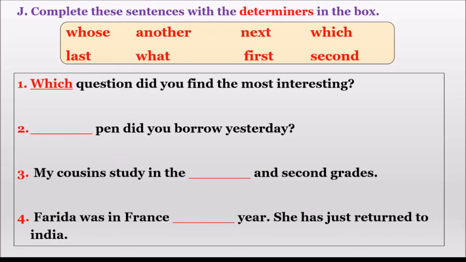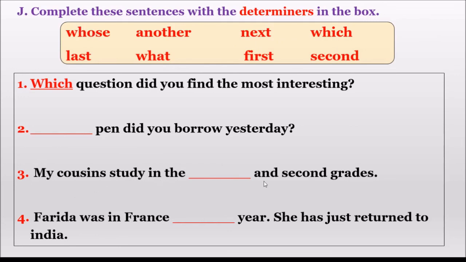Okay. Now coming to the next Roman. Complete these sentences with the determiners in the boxes. So the answers were given here. You have to select the right answer and complete these sentences. Dash question did you find the most interesting? Which question? Okay. Dash pen did you borrow yesterday? Whose pen? Okay, whose pen did you borrow yesterday?